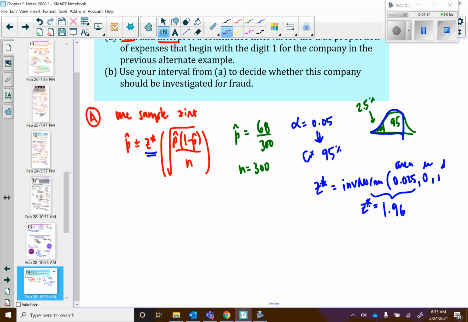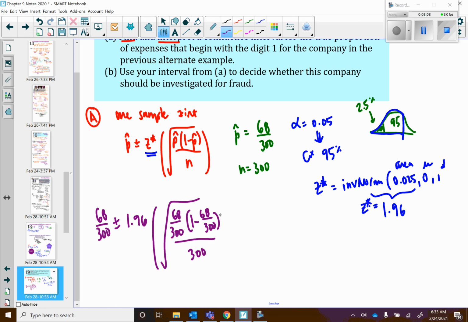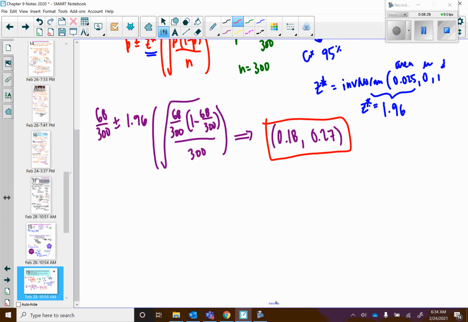All right, so we have all of our pieces. 68 over 300 plus or minus 1.96 times the quantity, square root of 68 over 300 times 1 minus 68 over 300, all over 300. And yes, of course, you can use your graphing calculator to calculate this interval. If you want to pause your video to either do it in your calculator or type that all in, that would be great. Otherwise, the interval I calculated is 0.18 to 0.27. So that's our interval. Now we need to interpret it.